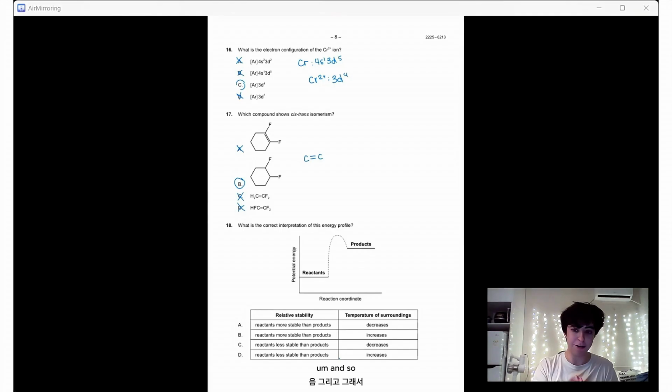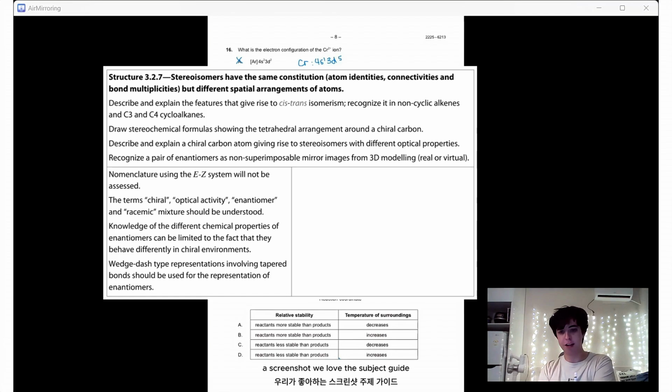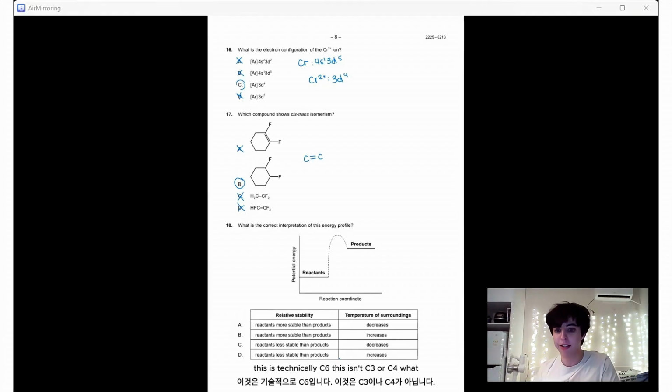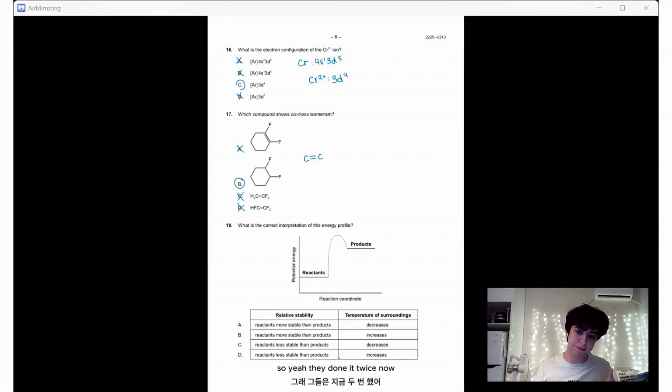This is also a very specific aspect of the subject guide. I'm going to put a screenshot right here. We love the subject guide. It's the Bible. It says that students should be aware of C3 and C4 cycloalkanes as an additional thing they need to know for cis-trans isomerism. This is where I have beef with the IB. This is technically C6. This isn't C3 or C4. What the heck, IB? Anyways, they've done it twice now. But the answer to this one is B because of that.